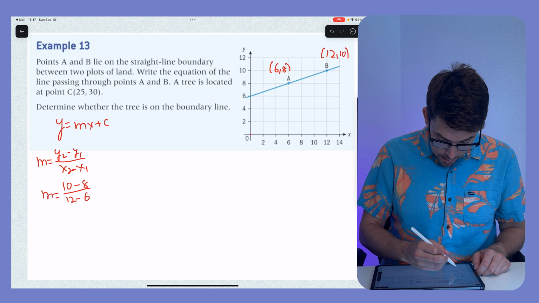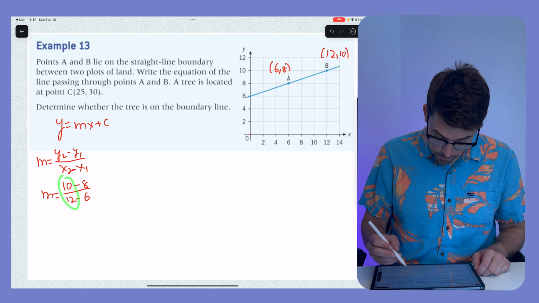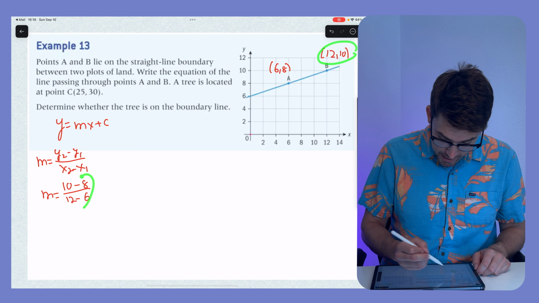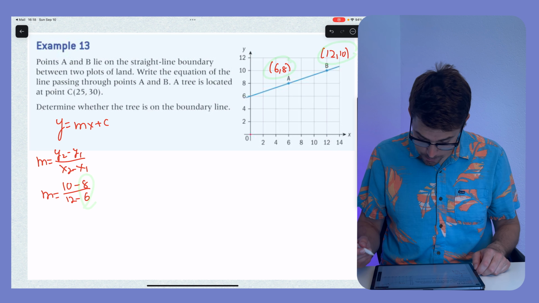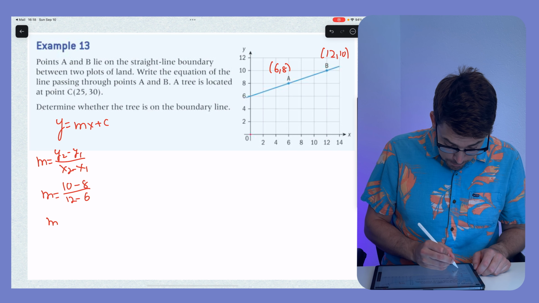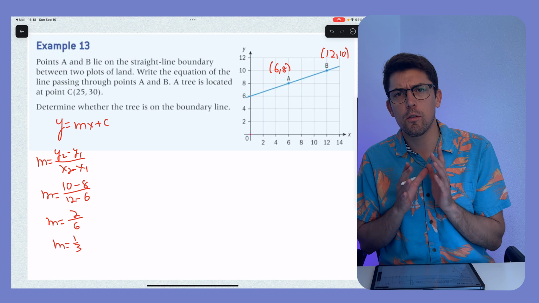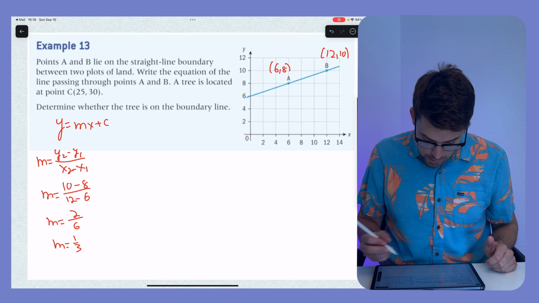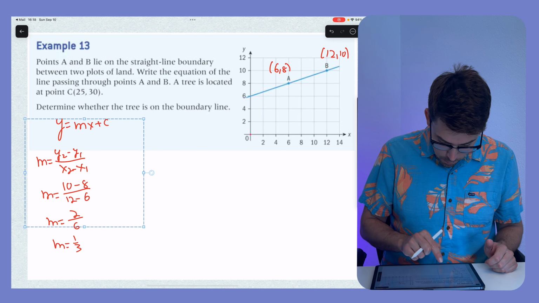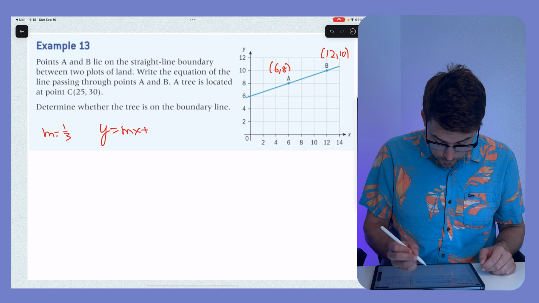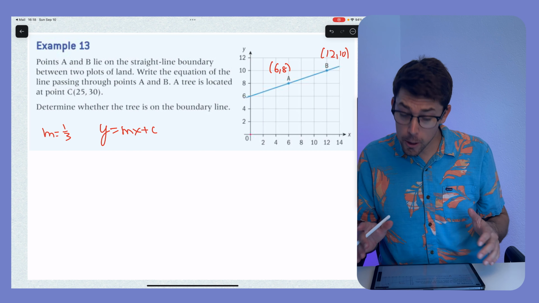Notice that 12, 10 is going to be right here and 6, 8 is going to be right here. They have to match. If I simplify this down, that'll give me 2 over 6, and that'll give me 1 over 3. So my slope is 1/3. Just to keep this clean, I'm going to erase this. Okay, so my slope is 1/3.